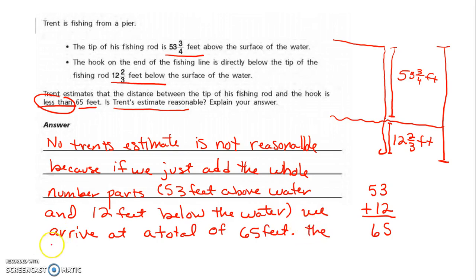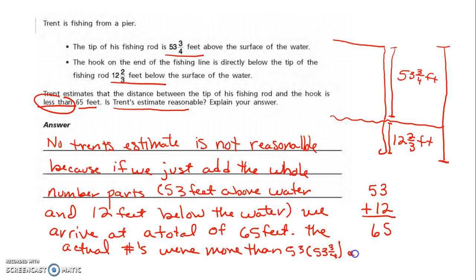The actual numbers were more than 53. It was 53 3/4. And more than 12. The actual number was 12 2/3. So there's no way the lowest possible estimate we could come up with would be 65 feet.